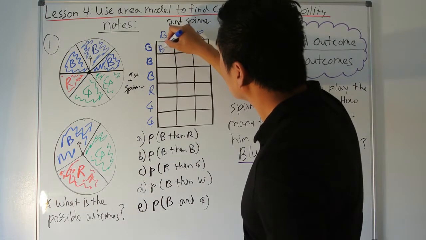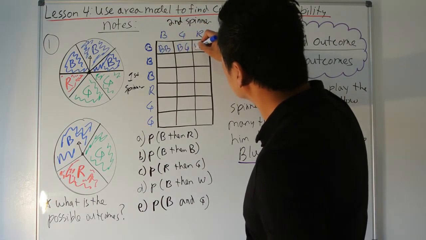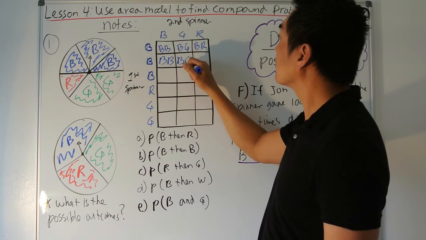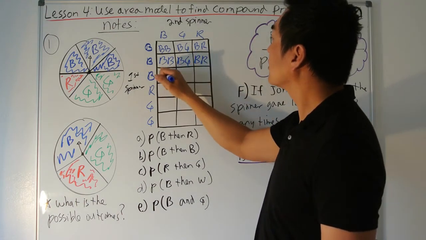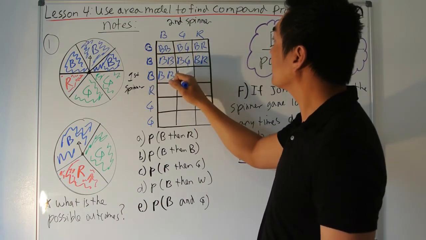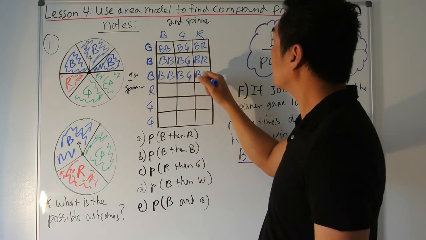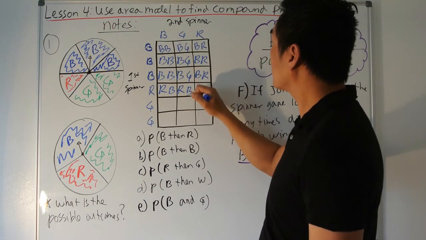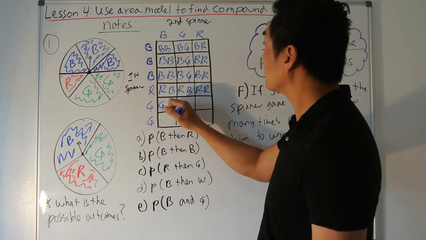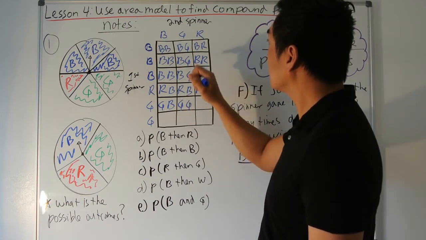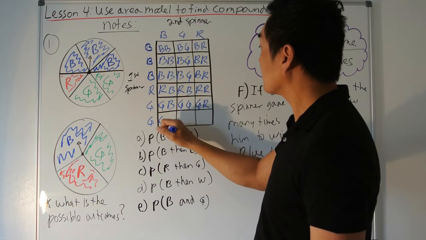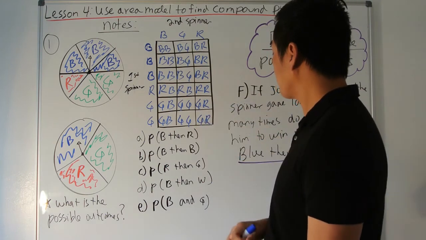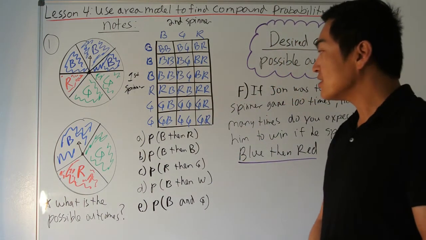All right, let's go ahead and go quickly. Blue blue, blue green, blue red; blue blue, blue green, blue red; blue blue, blue green, blue red; red blue, red red; green blue, green green; green red, green blue, green green, green red. All right, let's go and answer these questions.